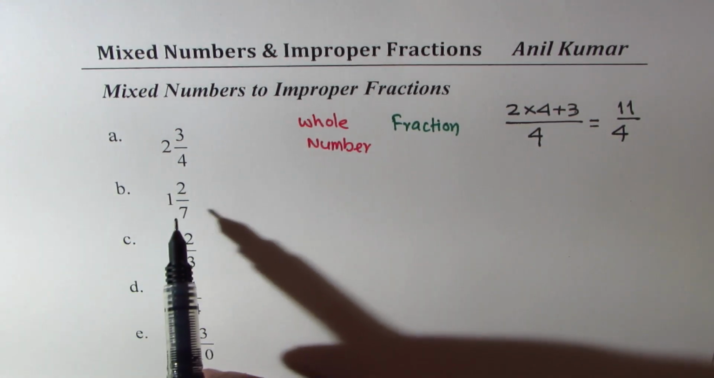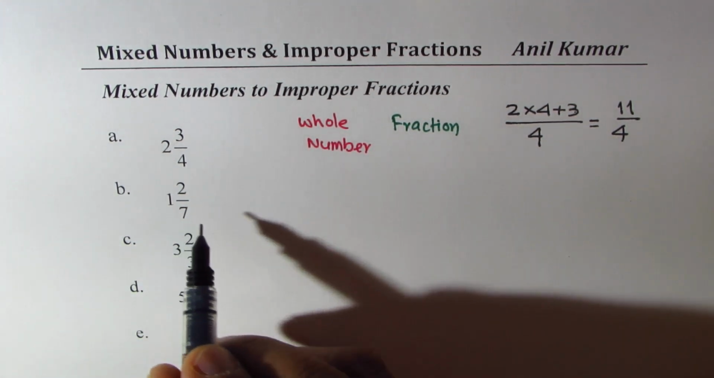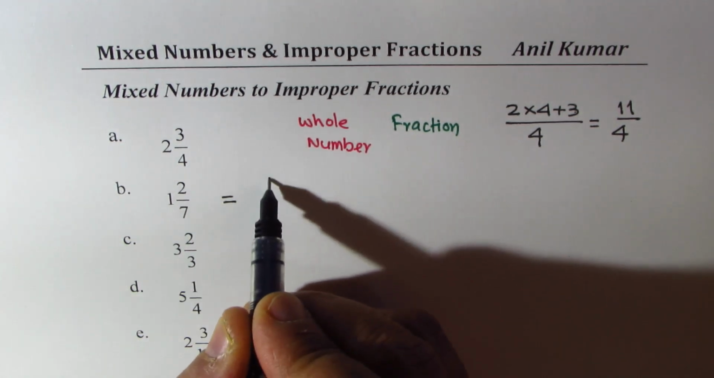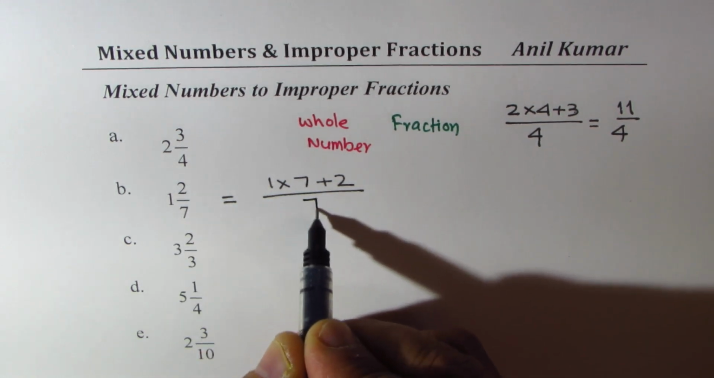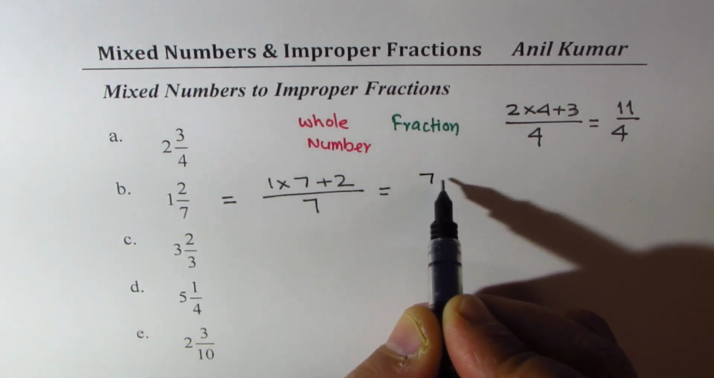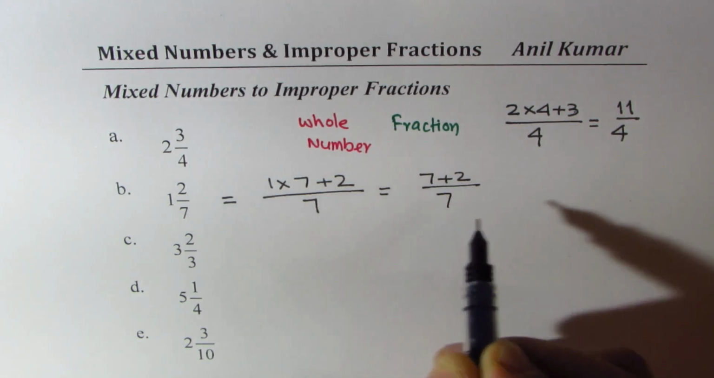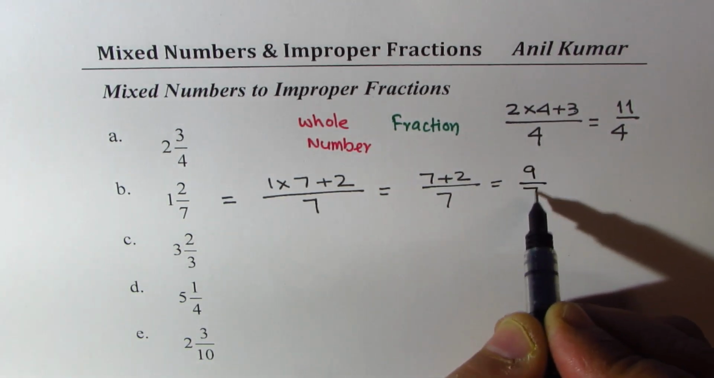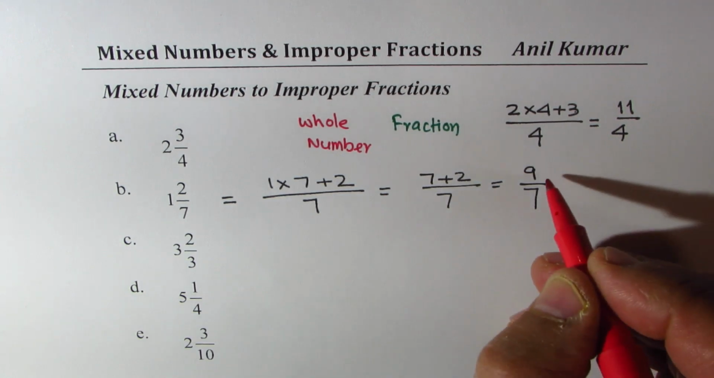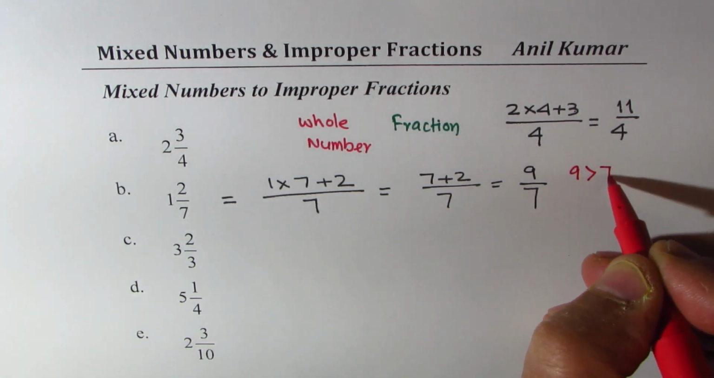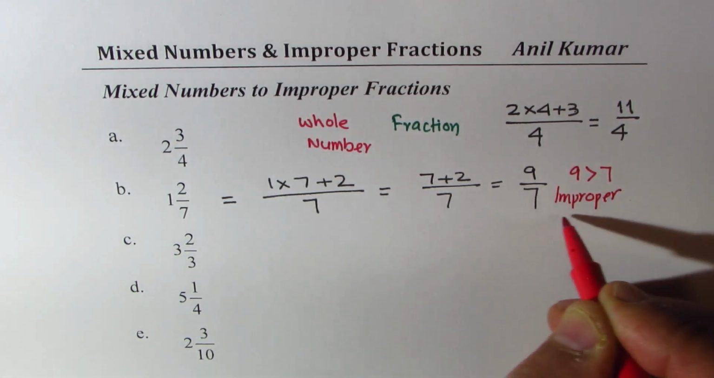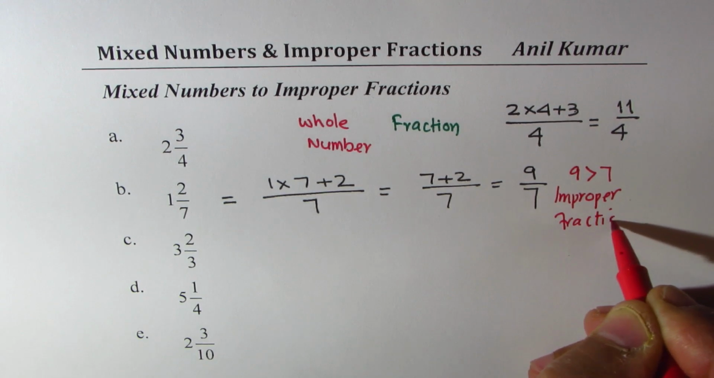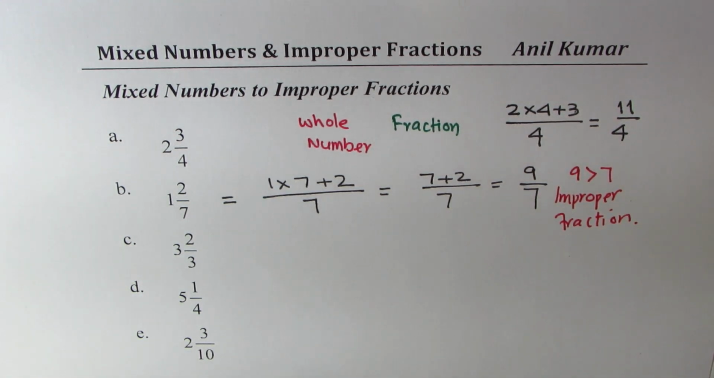Now let's do it once again. If I am given 1, 2 over 7, I could write this as equal to 1 times 7 plus 2, denominator here being 7, right? Now 1 times 7 is 7, so we get 7 plus 2, which is 9. So we get 9 over 7. Now as you can see here, 9 is greater than 7, right? Therefore, it is called improper fraction. Perfect. Let's do it for the next number, which is 3, 2 over 3.